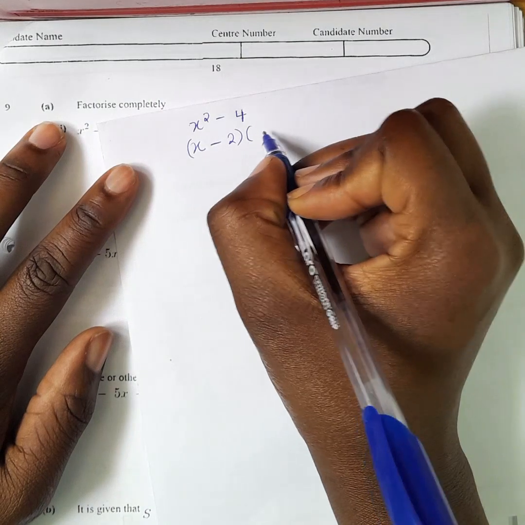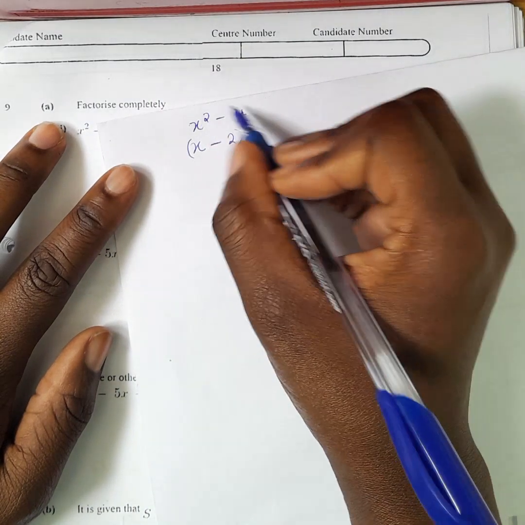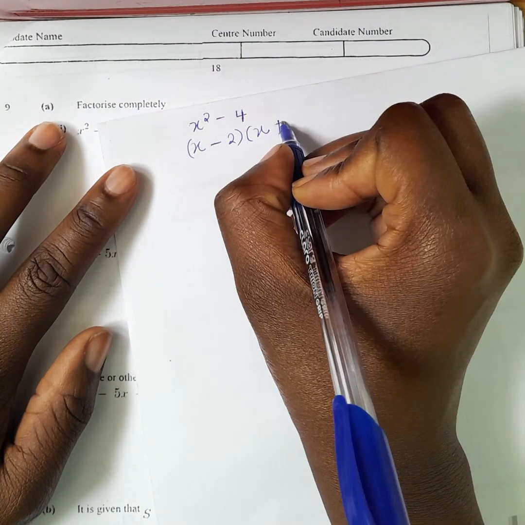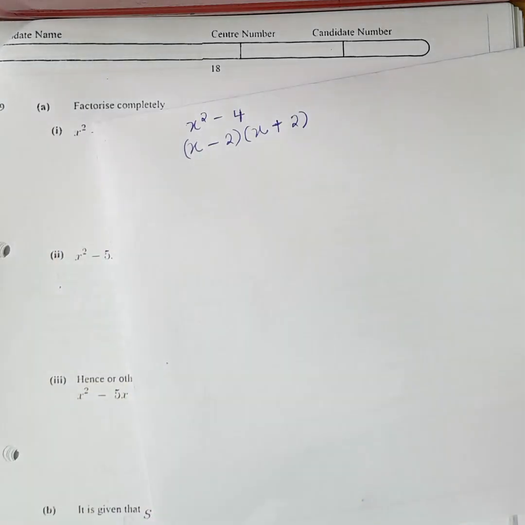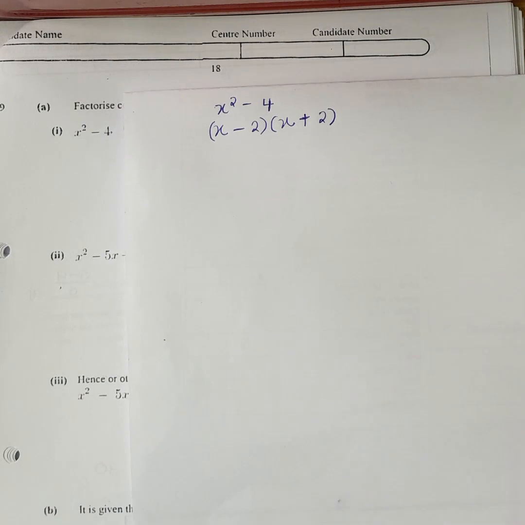We open another bracket. Square root of x squared is x. We need to change the sign. The square root of 4 is 2. So by doing this, we have managed to factorize x squared minus 4. And then we want to move on to factorizing an expression with 3 terms.